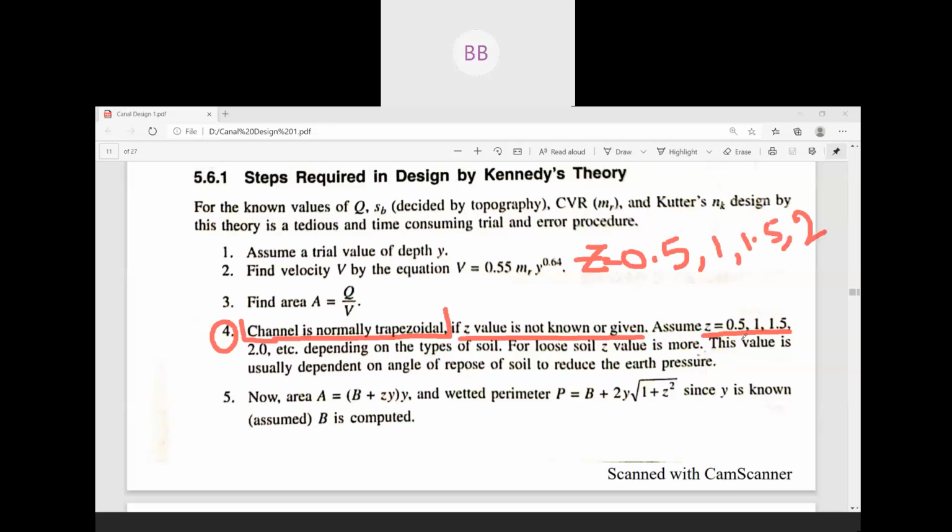So for a trapezoidal channel, if the z value is not given, then we can assume a value of z between 0.5 and 2, depending on the types of soil. As you can see here, for loose soil, the z value will be more. So if the z value is not known, we can assume any value between 0.5 and 2 with respect to the type of soil in that particular location. But for loose soil, your z value will be more and vice versa. So you write down this step number 4.